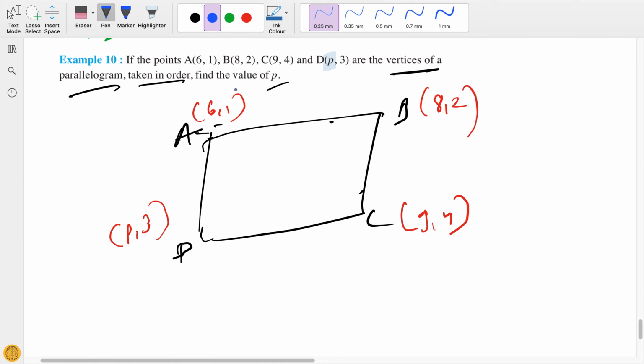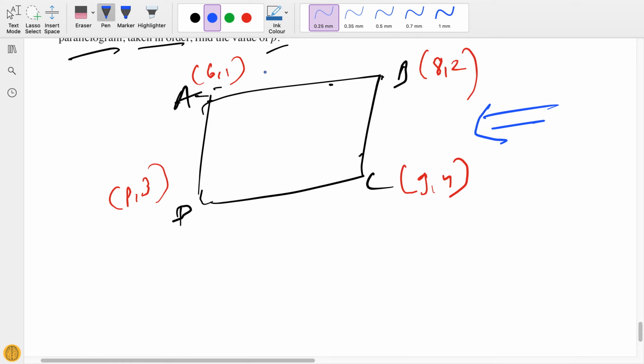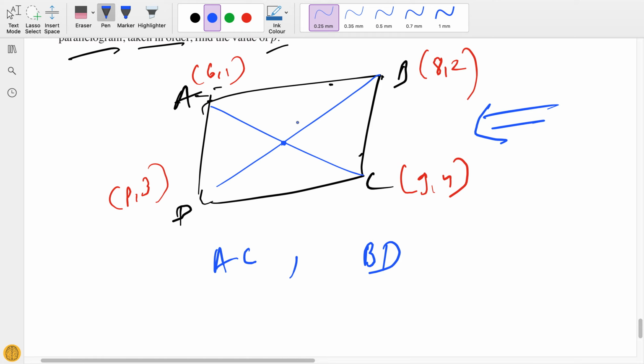For this you must know the concept of parallelogram. Do you know the diagonals of a parallelogram bisect each other? If we find the midpoint of the diagonal AC, the midpoint of the diagonal BD will be the same. You know, the diagonals of a parallelogram bisect each other. So this must be the midpoint, and this is also the same. This length is also the same.